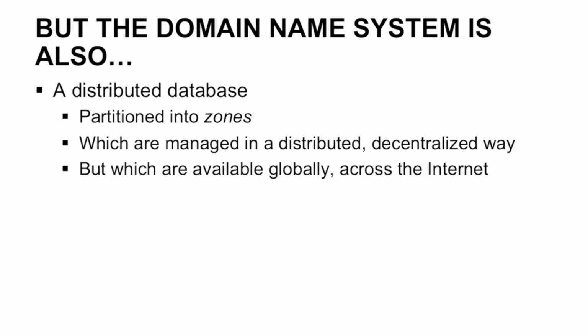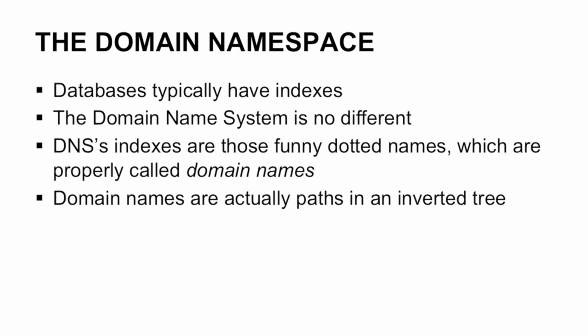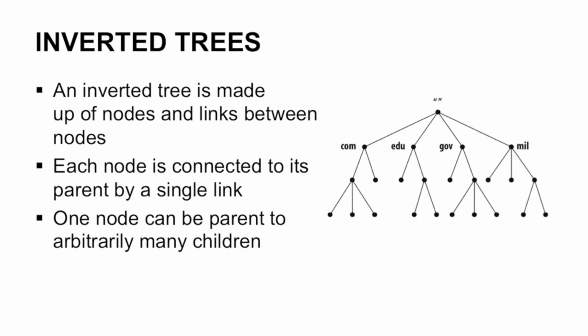No accident there. The Domain Name System, as I said, is a distributed database, and databases typically have indexes. The Domain Name System is no different here. In DNS, the indexes are those funny dotted names, which are properly called domain names. And those domain names are actually paths in something called an inverted tree. Inverted trees are a computer science construct. They're similar to a family tree, or if you will, a mobile that hangs from a ceiling.